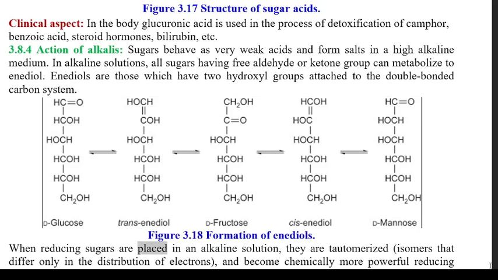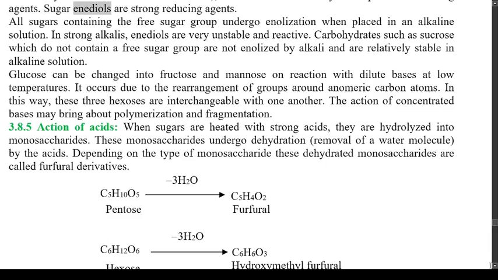When reducing sugars are placed in an alkaline solution, they are tautomerized, isomers that differ only in the distribution of electrons, and become chemically more powerful reducing agents. Sugar enediols are strong reducing agents. All sugars containing the free sugar group undergo enolization when placed in an alkaline solution. In strong alkalis, enediols are very unstable and reactive. Carbohydrates such as sucrose, which do not contain a free sugar group, are not enolized by alkali and are relatively stable in alkaline solution.